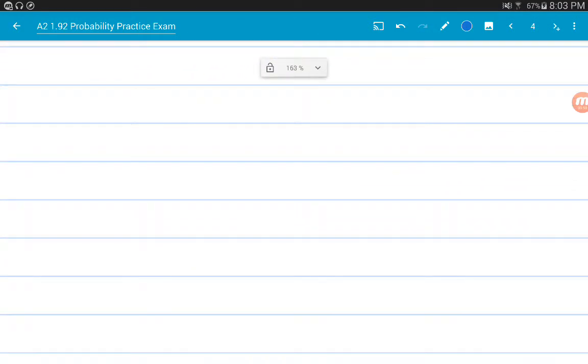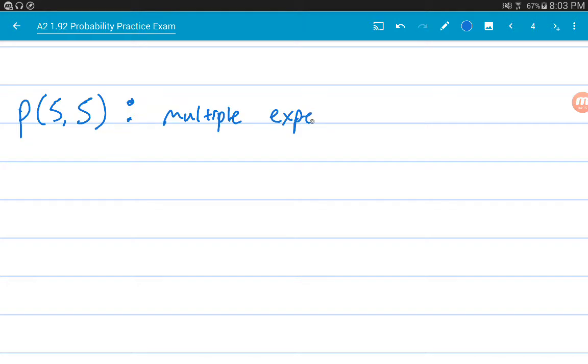Now, when do you multiply? If you see something like this, the probability of getting a 5, a 5. What that means is we are rolling the die multiple times. Multiple experiments. Multiple outcomes. Or the way that we generalize that is multiple trials.